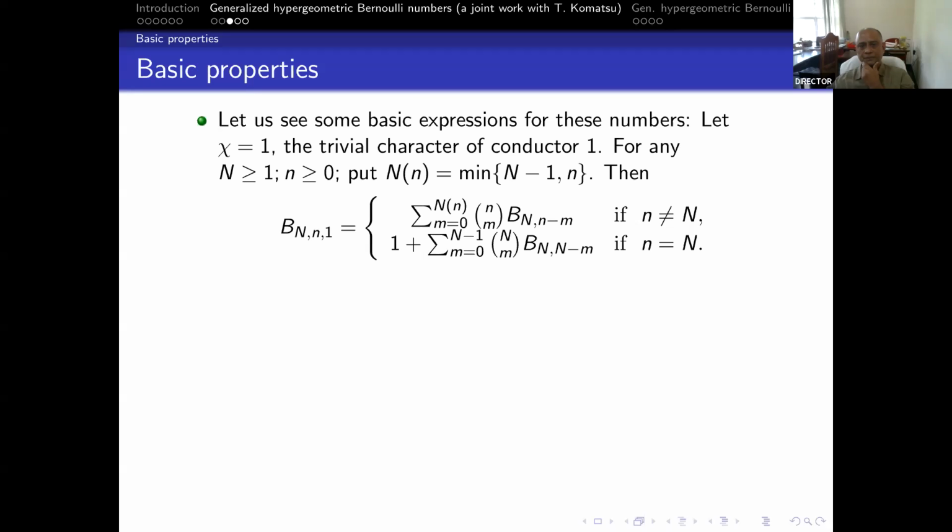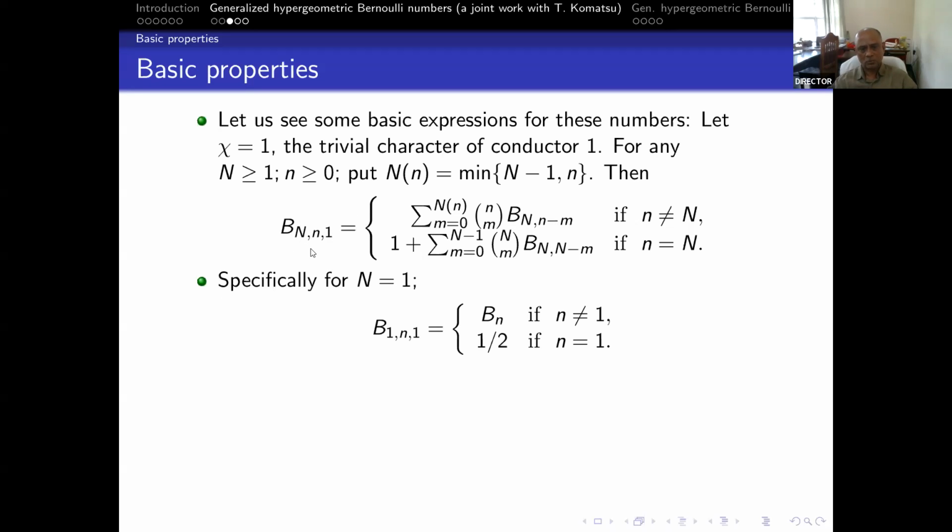Trivial character. If you take the trivial character, then B_{n,N}(χ) you can express in terms of the hypergeometric Bernoulli numbers. So this is pretty easy to calculate. If you take χ equal to 1, this B_{n,N} is simply the sum of these generalized hypergeometric Bernoulli numbers, which were introduced by Howard.